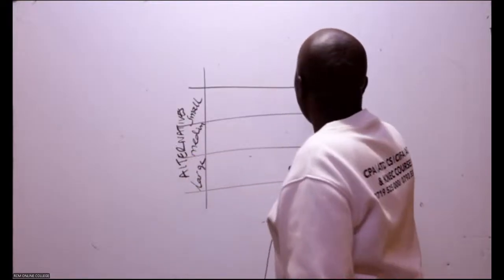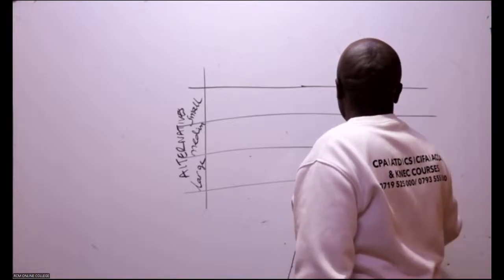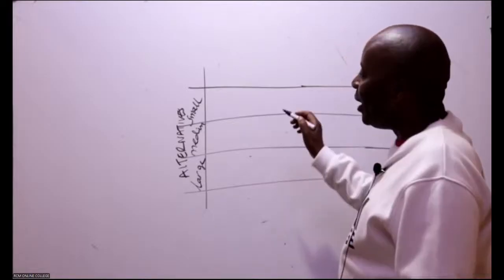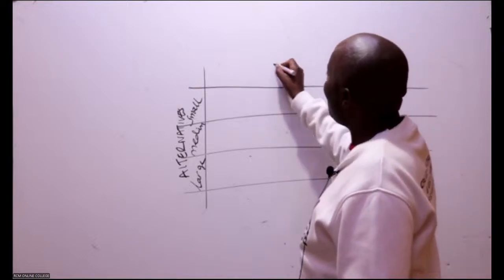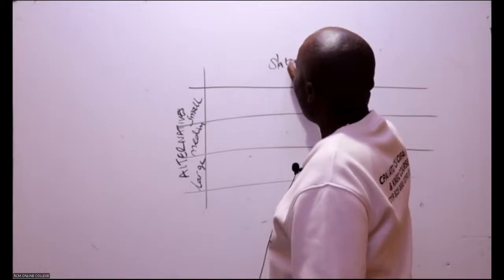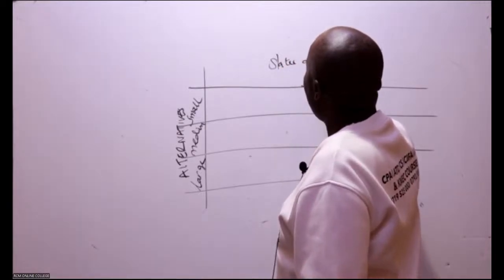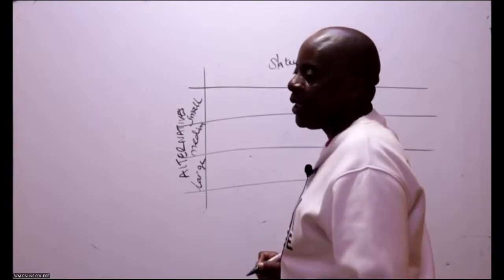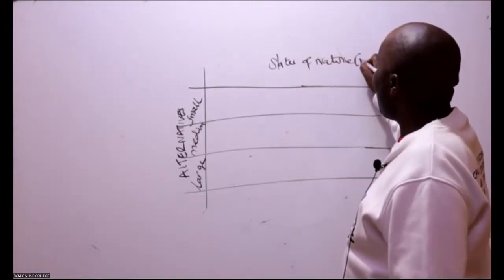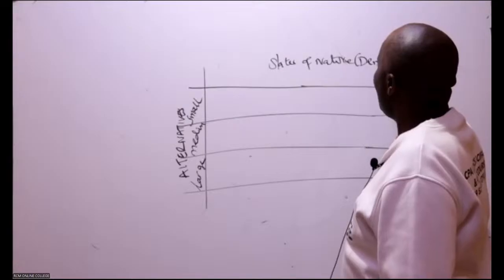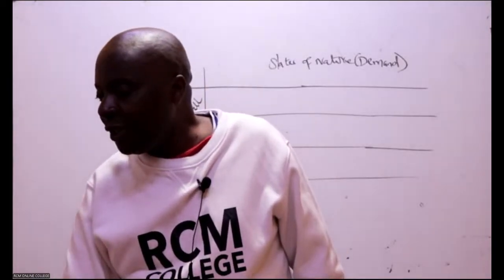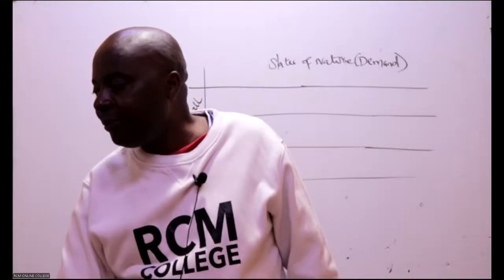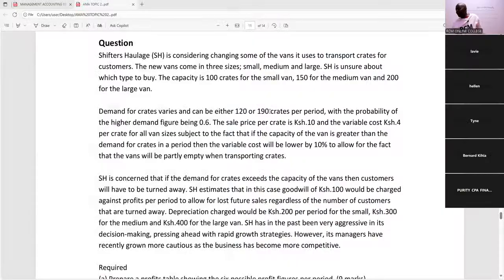Make your cells always very big, because I always prefer students doing their workings inside these cells. All right? And then don't forget that here we have states of nature. The states of nature are normally probabilistic, and in this case, this will be our demand. We don't know how many units will be demanded, but they have given us pointers. They have told us that at the end of the day, we expect the demand to be either 120 or 190 crates.